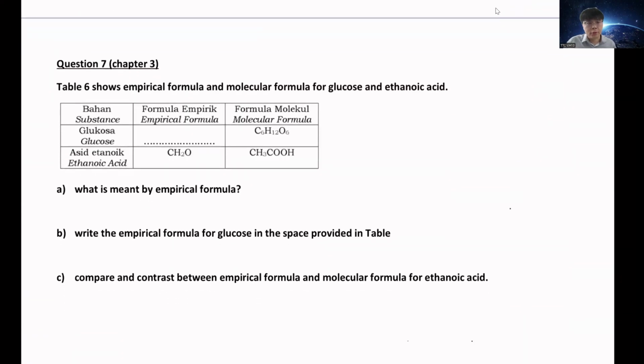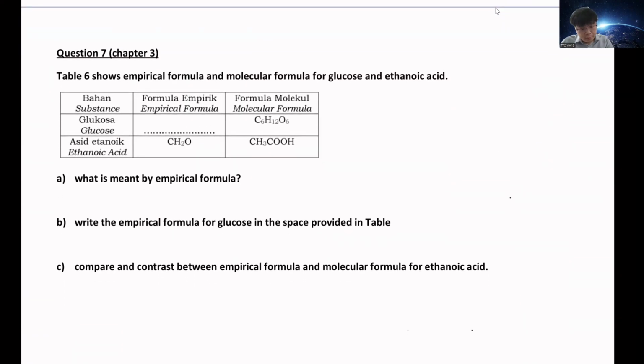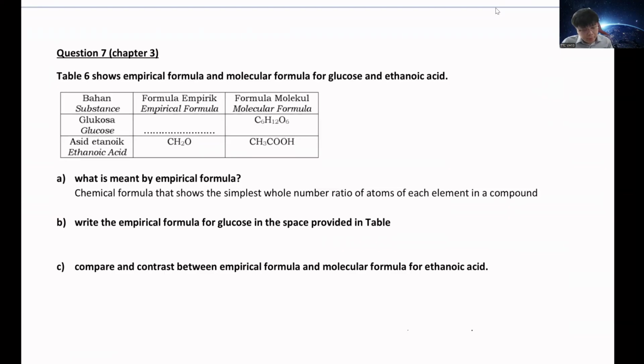Then we move on to the next question. What is the empirical formula? Same question. Okay, the empirical formula for the space here, you check here. The empirical formula, C6H12O6, if I simplify by dividing all by 6, I will get 1 to 1.